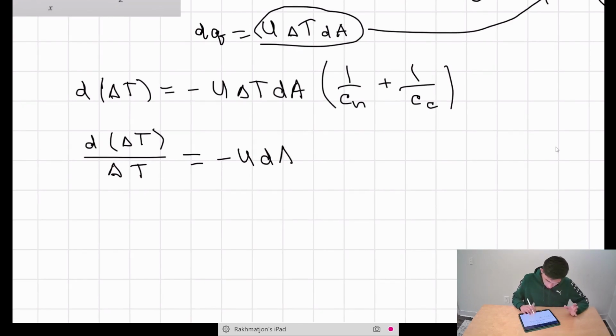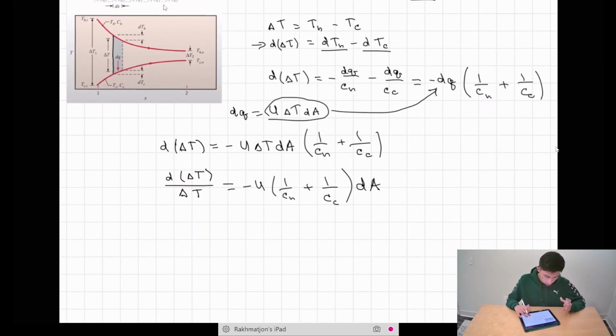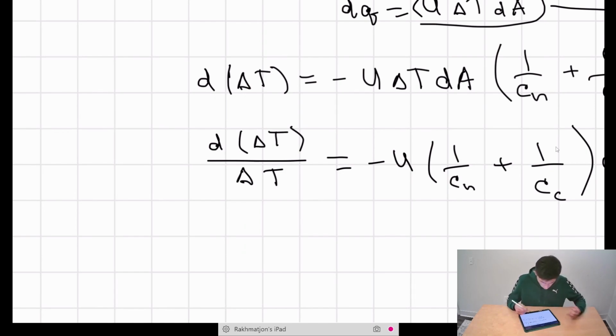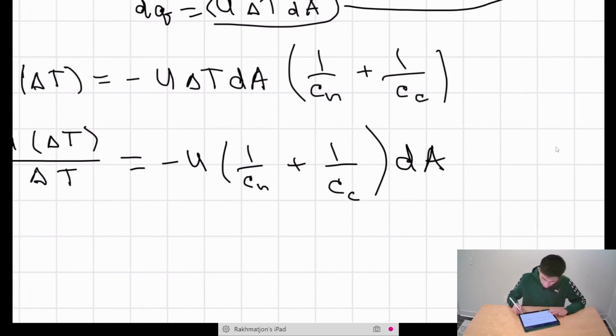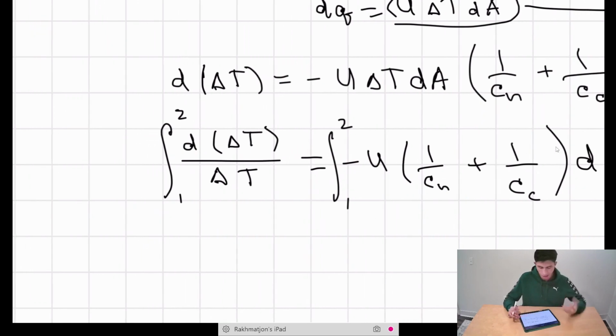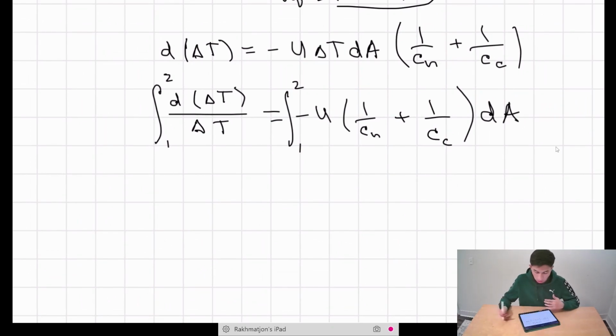Okay, so let's rewrite it a bit: 1 over the heat capacity rate of a hot stream plus 1 over the heat capacity rate of a cold stream times the dA. So now we can integrate those differential heat changes over the differential area. We're trying to find from point 1 to point 2, right? So we integrate from 1 to 2. We integrate the left side with respect to delta T, and the right side with respect to area.